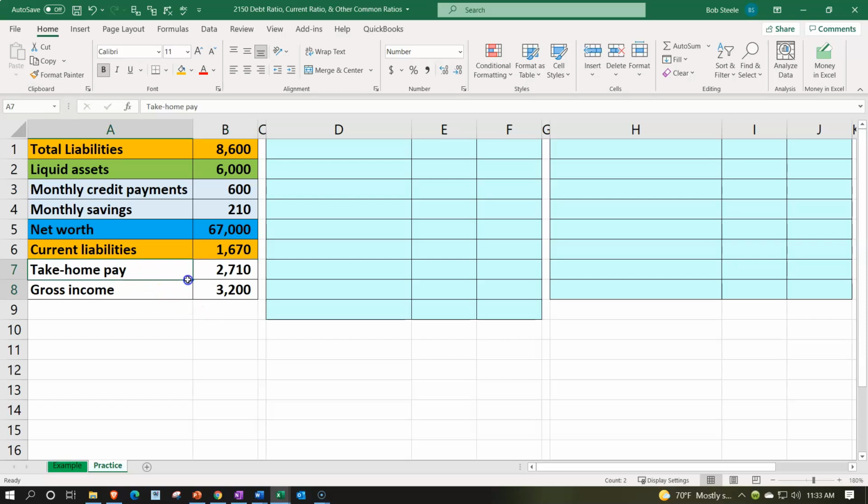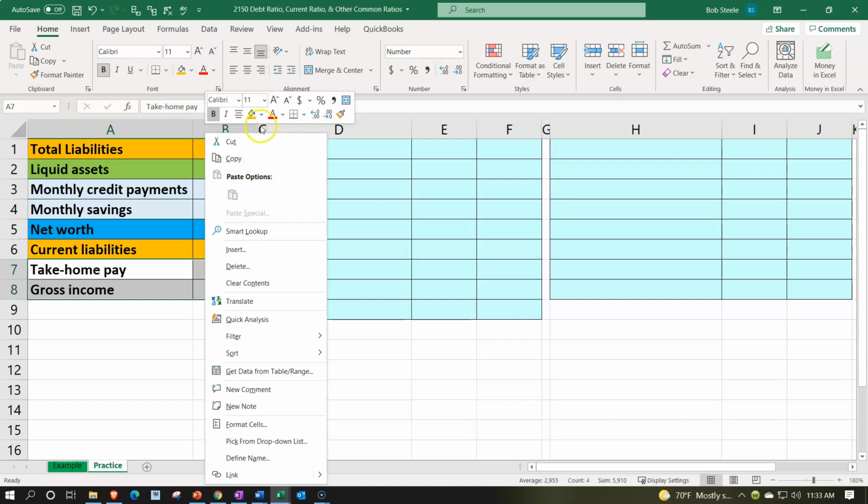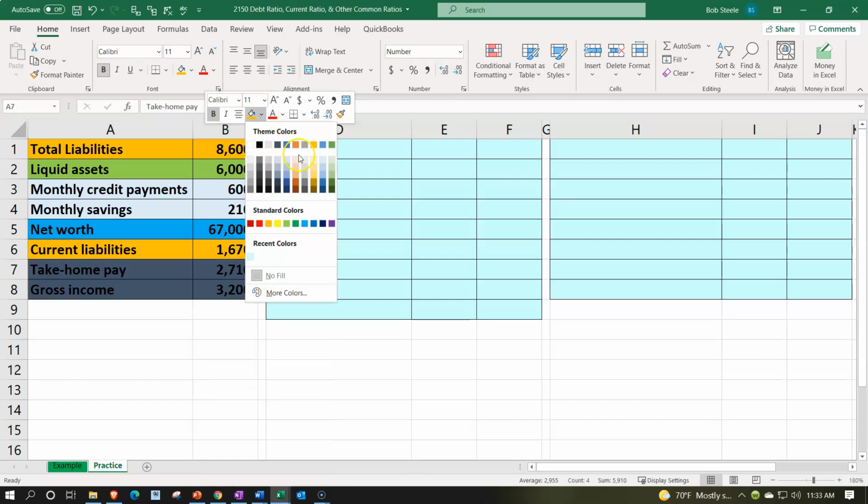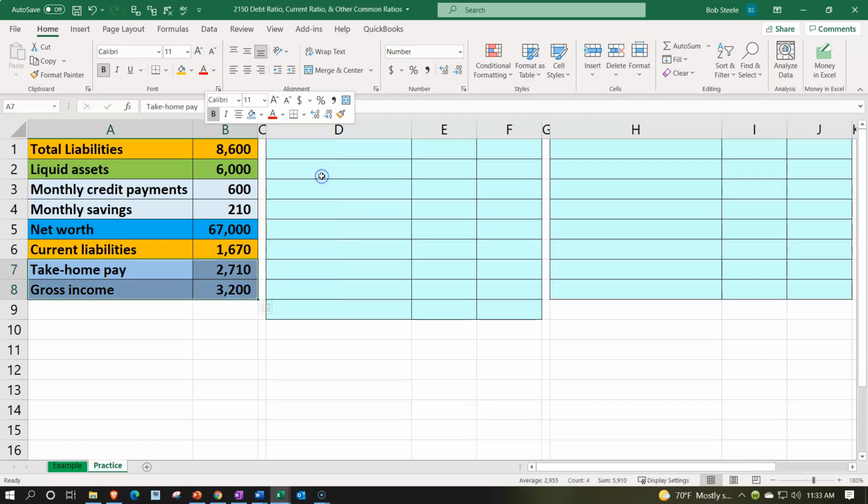But in essence, these two netted out are what we're going to use for an income type of calculation. So let's make that a lighter blue, something like that. Okay, so then let's start to construct this.